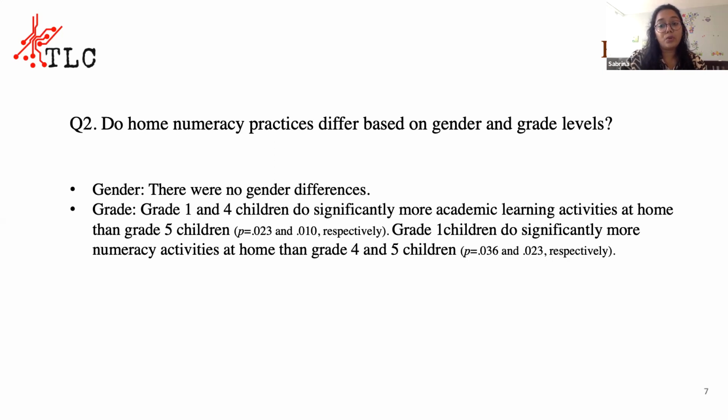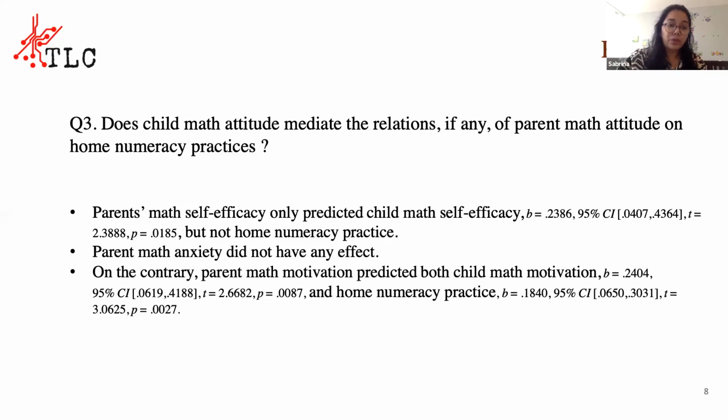The post hoc analysis showed that grade 1 and grade 4 children do significantly more academic learning activities at home than grade 5 children. Again, grade 1 children do significantly more numeracy activities at home than grade 4 and 5 children. For the third question, we saw that parents' math self-efficacy only predicted child math self-efficacy, but not home numeracy practice.